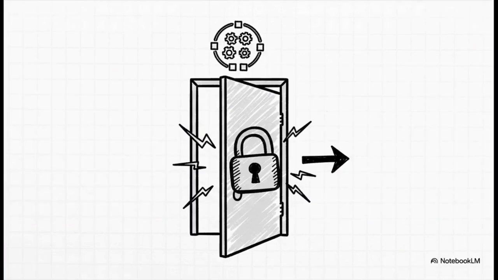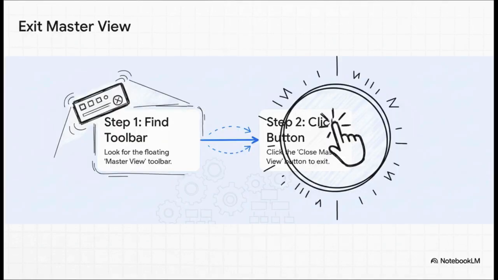But seriously, getting in is only half the battle, and I can't stress this enough. Examiners will specifically check if you know how to get out of this mode correctly. Getting stuck in Master View is such a common mistake people make on the test. So here's the secret to getting out. Once you're in that master view, a special little floating toolbar just appears. Your one job is to find that toolbar and click the button that says Close Master View. That's it. That one click takes you right back to your normal slides. It's that simple, but you gotta know it's there.